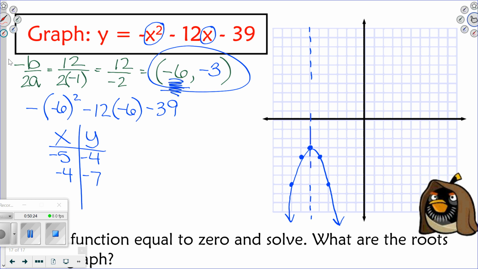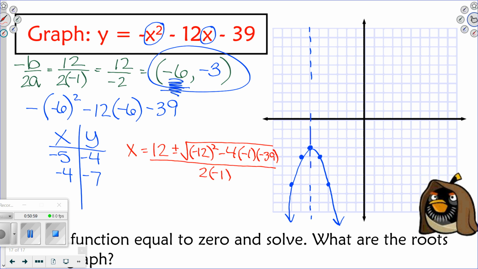All right, let's go ahead and solve it and see what those imaginary answers actually are. So if I know they're imaginary, what's the only option I have to solve this right now? Quadratic, because I can't use the square root because there's a b term, and I know it's not going to factor because I know my answers are imaginary. So x equals negative b, 12, plus or minus square root b squared, so negative 12 squared, minus 4 times negative 1 times negative 39, all over 2 times negative 1.